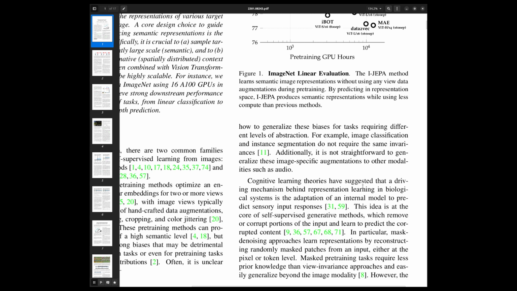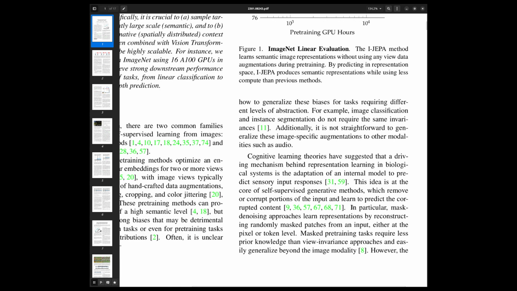Cognitive learning theories have suggested that a driving mechanism behind representation learning in biological systems is the adaptation of an internal model to predict sensory input responses. This idea is at the core of self-supervised generative methods, which remove or corrupt portions of the input and learn to predict the corrupted content. Okay, we know that. In particular, masked denoising approaches learn representations by reconstructing randomly masked patches from an input, either at the pixel or at the token level. Masked pretraining tasks require less prior knowledge than view-invariance approaches and easily generalize beyond the image modality.